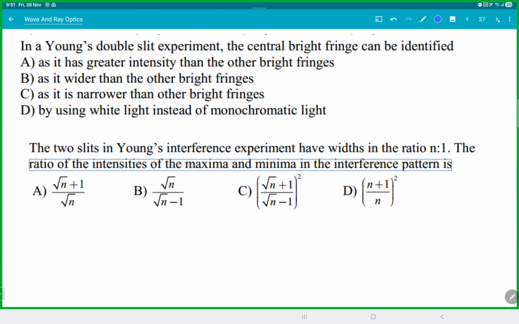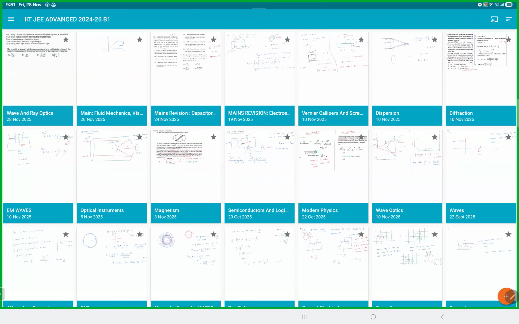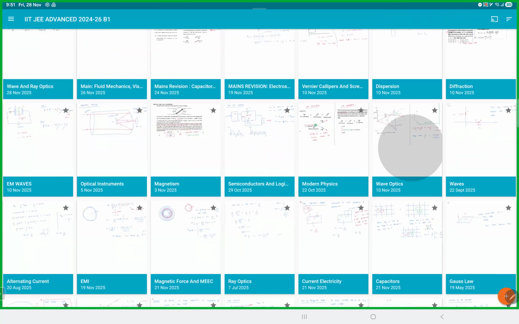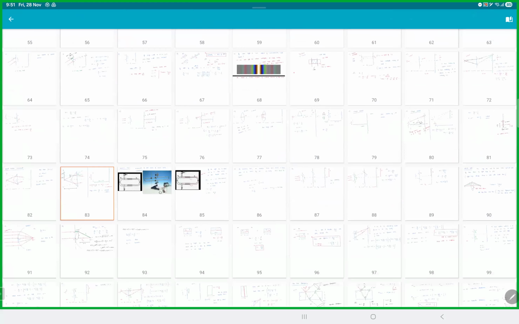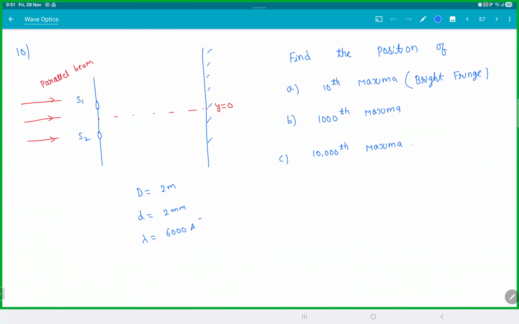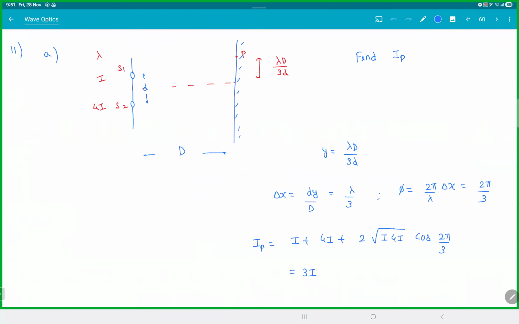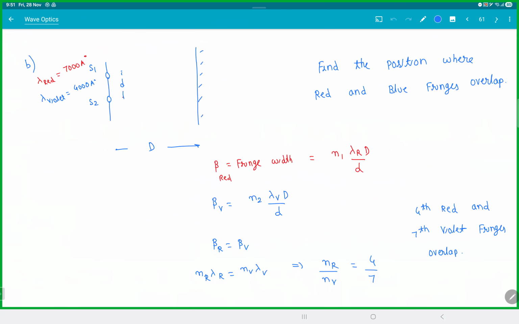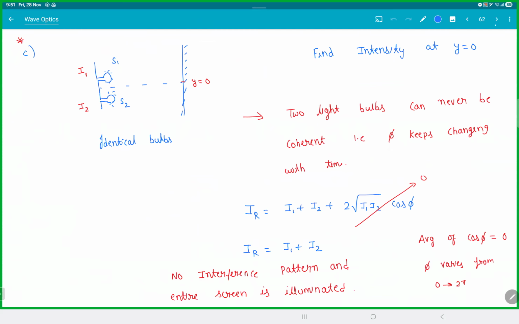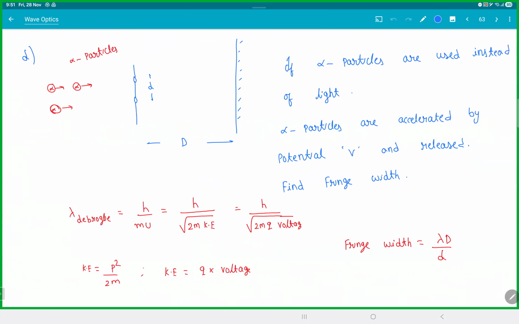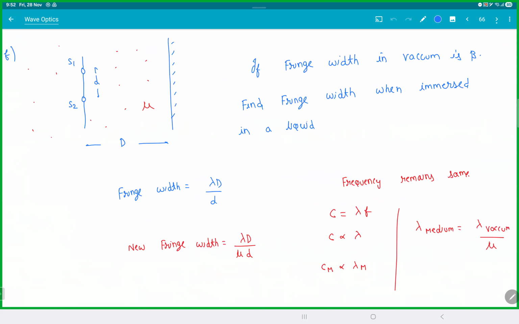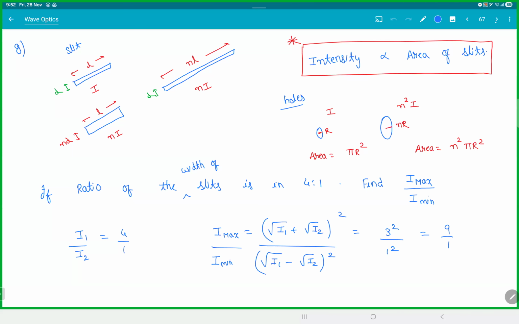You guys remember this? What does a white light do? If you shine a white light in a YDSE experiment, you will not get any fringes like this. The pattern will look like this. You guys should definitely check out these cases. We did around some 10 cases here. Look at this one, 11A, B, position of blue fringes. C, if you use light bulbs, they are incoherent. The whole thing will be eliminated. D case, alpha particles. E case, light ray and angle. F, the whole thing is filled with medium, fringes will shrink. G, if the slit width is different.